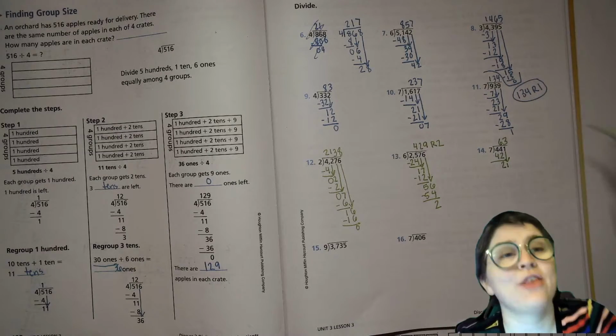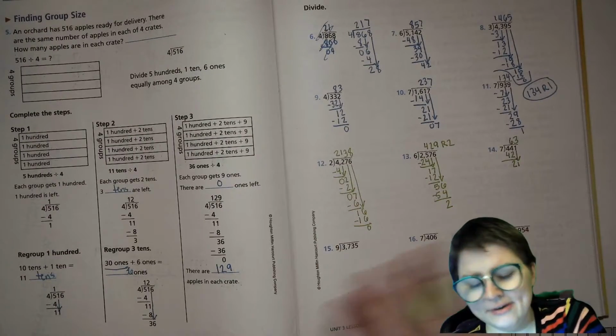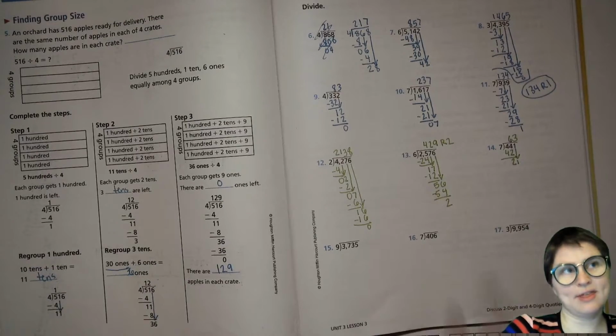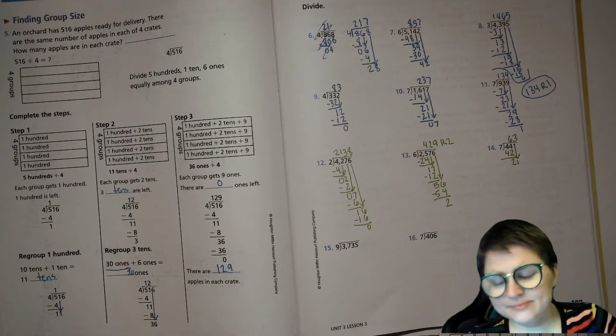7 times what is 21? Math fact, 3. Okay, after you've done these with me, now I want you to give these ones a try, pause and hit play when you're done with them. Okay, I'm assuming you're done with these ones now. I'm going to change my color pens.